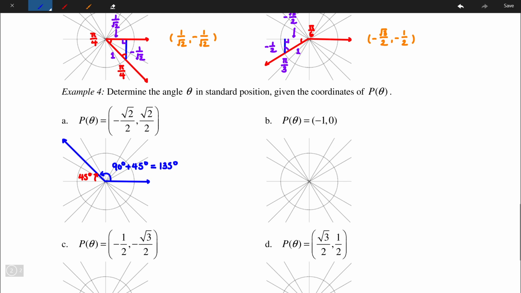So in radians, we know that 90 degrees is pi over 2, 45 degrees is pi over 4. So if we write this under a common denominator of pi over 4, this is 2 pi over 4 plus pi over 4. So 135 degrees is actually 3 pi over 4.